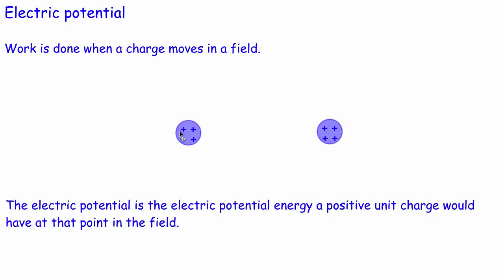So in order to move a charge in an electric field, we have to do some work. And the electric potential we can define like this. The electric potential of a certain point in the field is the electric potential energy that a positive unit charge, in other words 1 coulomb, would have at that point in the field. So if this is a 1 coulomb charge and it has a certain amount of electric potential energy at this point, then because it is a unit charge, the electric potential is the same as the electric potential energy that this object's got.